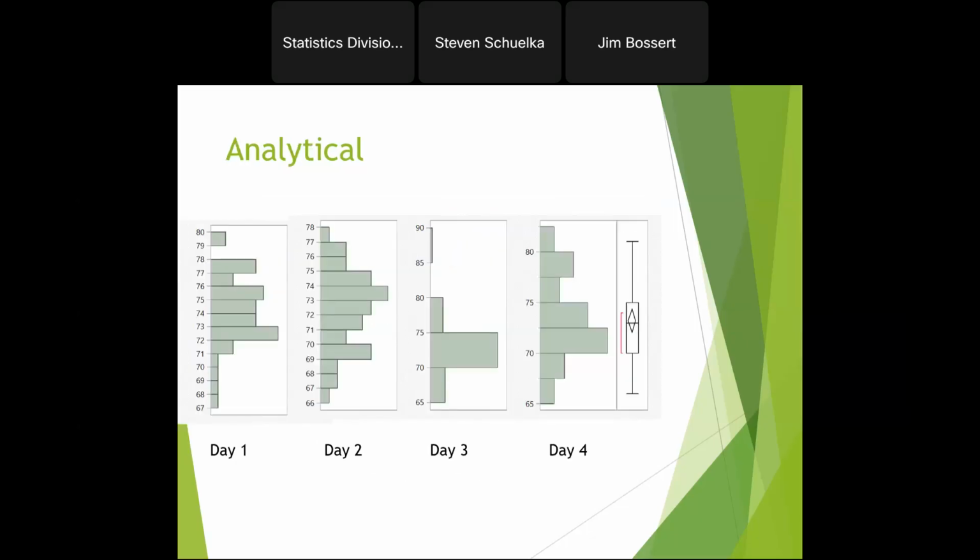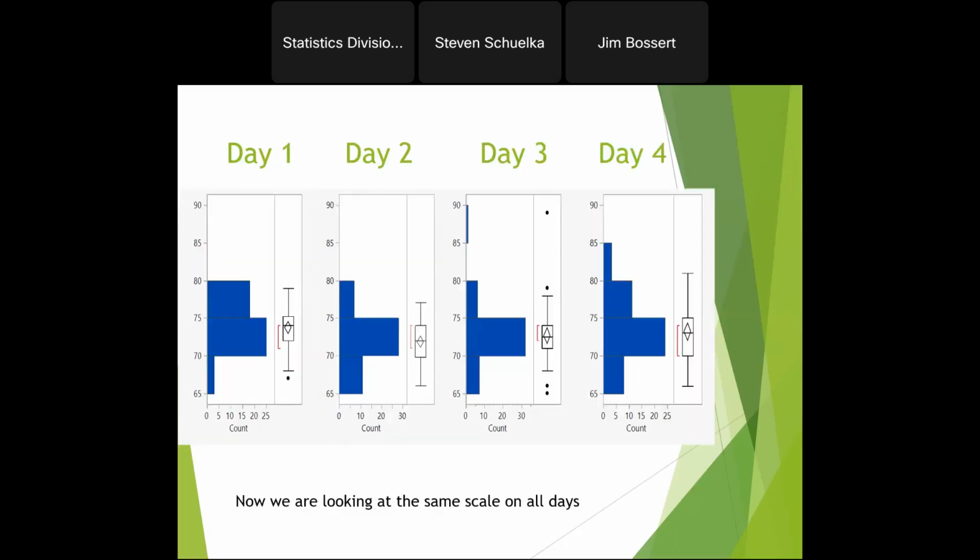Analytically, I am looking at the 4 days, just looking at histograms. As you can see, we have some different shapes, but the thing you will probably notice right away is, hey, wait a minute, my scale's changing for each day. So it's kind of misleading. What I would do now is go in and make the scale all the same. So watch what happens. Now we have the same set of data using the same scale for each one.